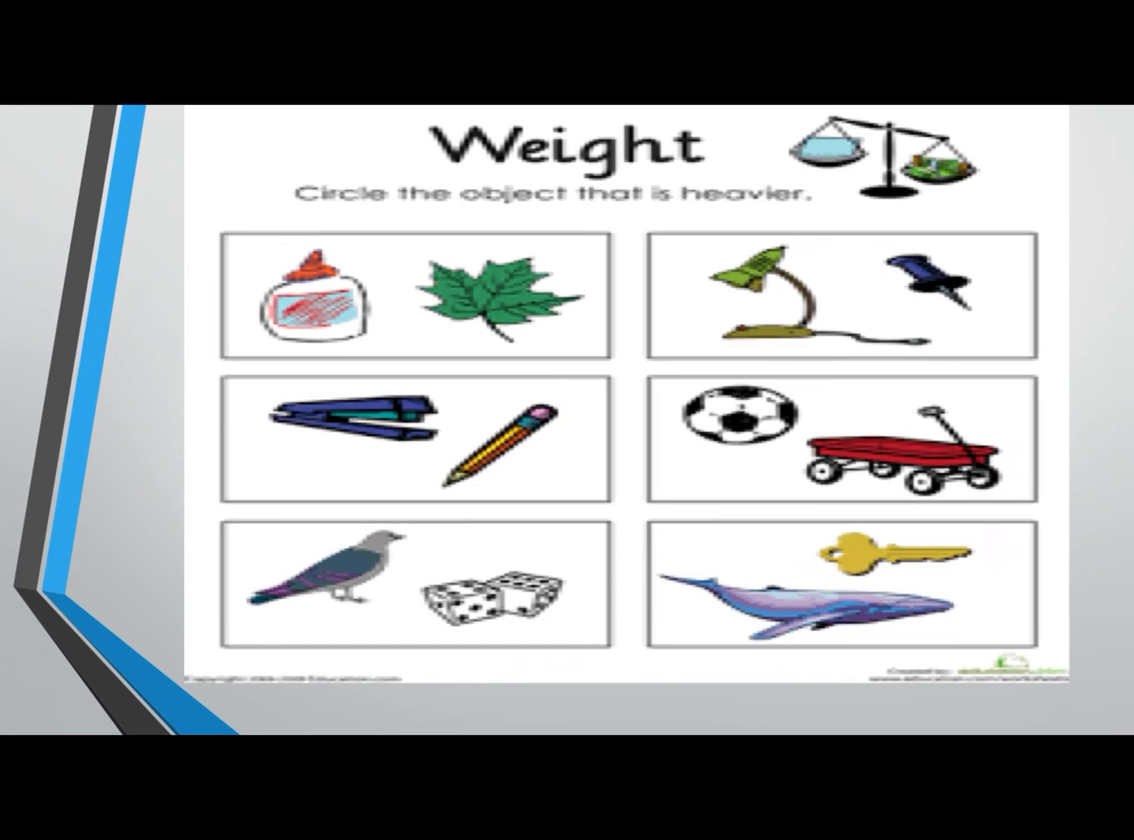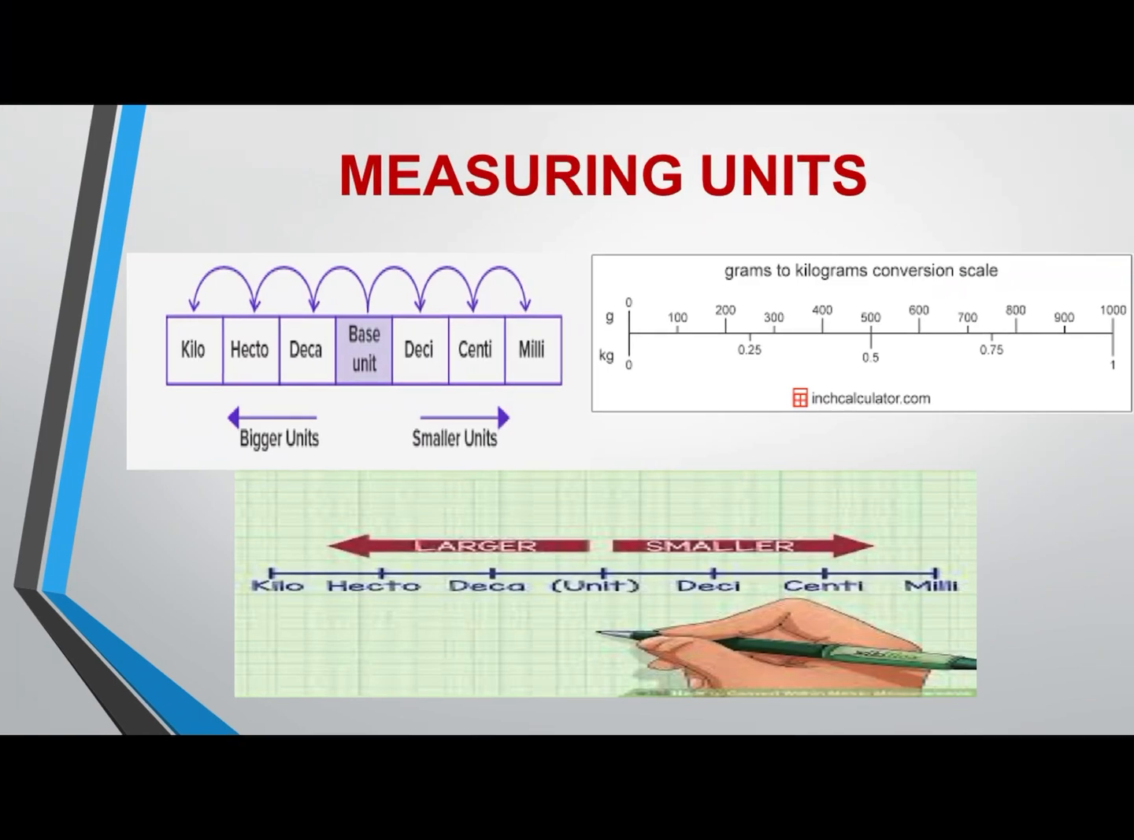Ball and a cart. Which is heavier? The toy cart is heavier. Sorry, the ball may be heavier. Crow or the dice. Crow is heavier than dice. Fish or key. Fish, obviously fish is heavier than key. So this is just an estimation, you can do it.